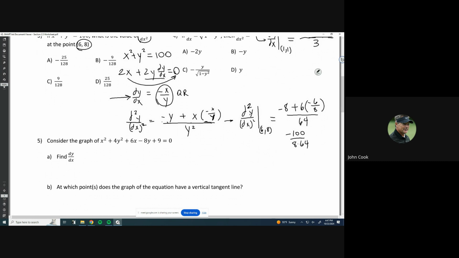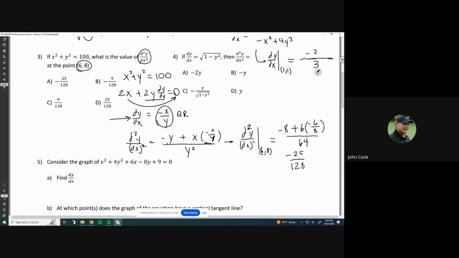Now let's start reducing this a little bit more. I know that 100 and also 8 are divisible by 4, so that turns into a 25 in the top, and that would just turn into a 2. And then 2 times 64, I can do that in my head, 128. So is there one that's negative 25 over 128? Yeah, there you go, A. So A would be the answer for this one.